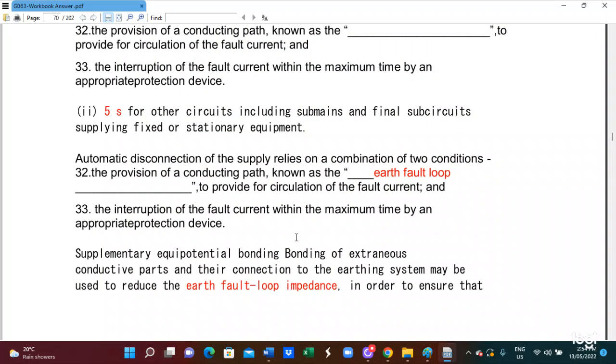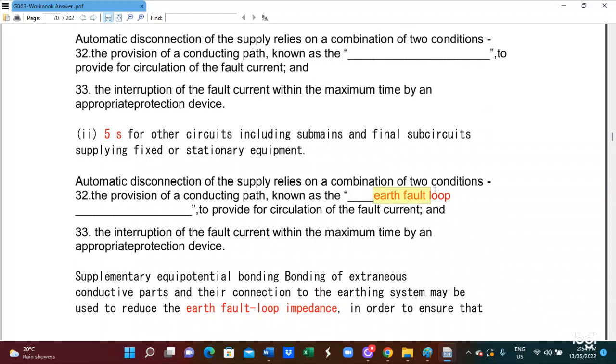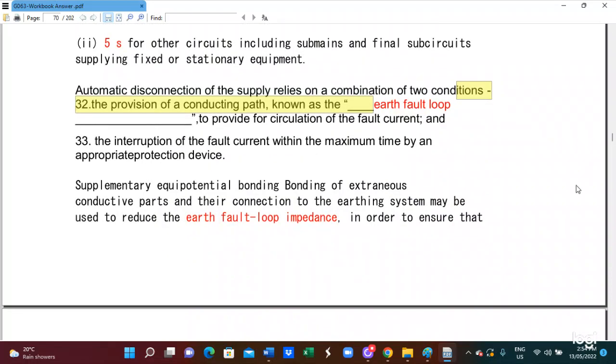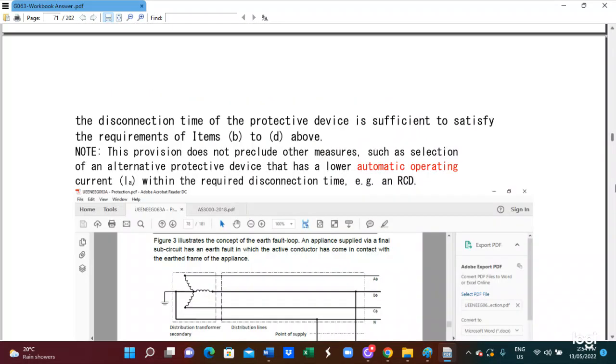So the automatic disconnection of supply relies on the combination of two conditions. So this combination will depend on the earth fault loop. Also the earth fault loops are needed. And also this one does not include the automatic operating current.